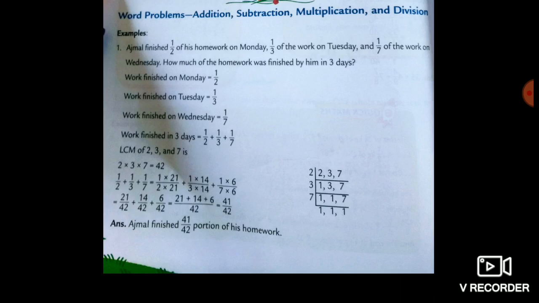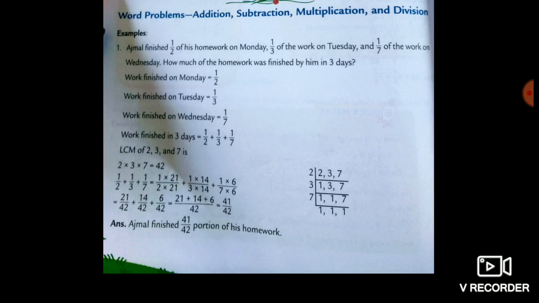Here you can see the first example. Ajmal finished 1/2 of his homework on Monday, 1/3 of the work on Tuesday, and 1/7 of the work on Wednesday. How much of the homework was finished by him in 3 days? So which method are we going to apply in this question? Here we apply addition of fractions, because we can find the total homework finished by him in 3 days.